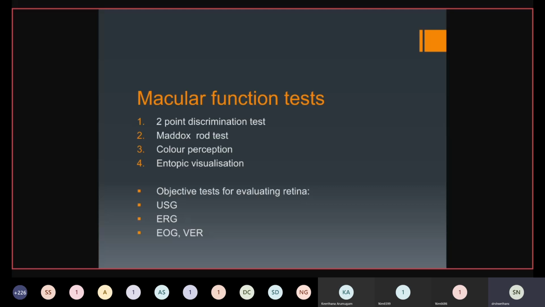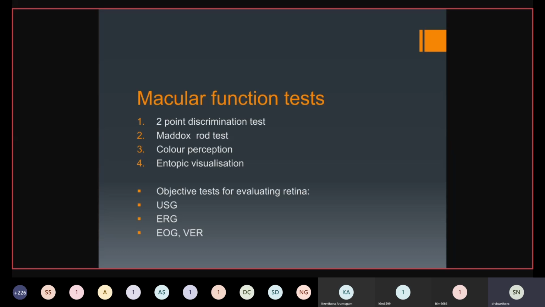I don't think your Purana has given it properly. So that's for the 2-point discrimination test. You can refer to other textbooks for that. And then there's something called the Maddox rod test. I'll show you the picture and tell you about it in the next slide.